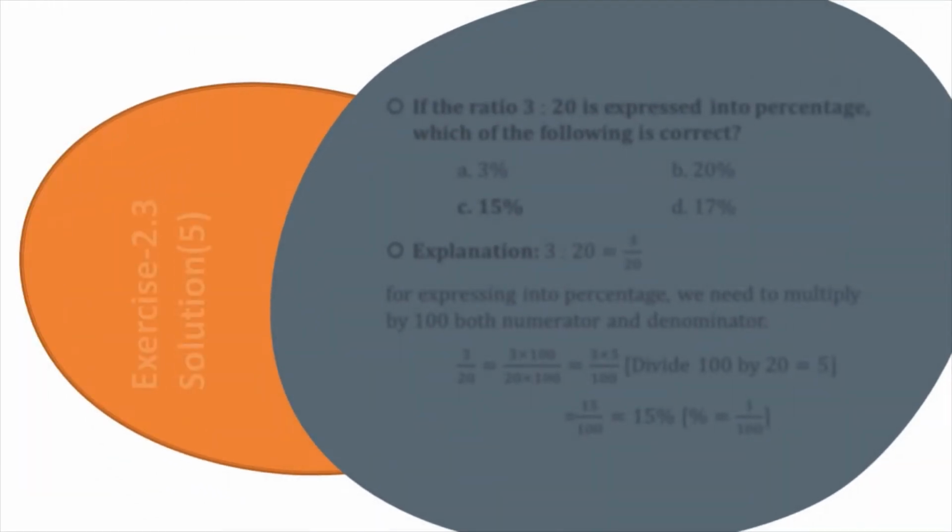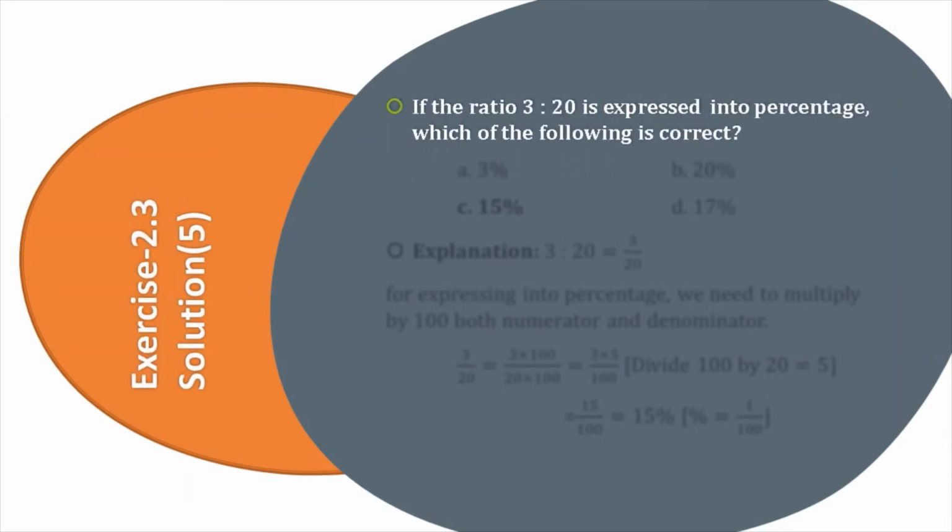Let us see solution number 5. If the ratio 3:20 is expressed as a percentage, which of the following is correct? That is our question. Let us see the options. 3%, 20%, 15%, 17%. The answer will be the marked part, 15%. Let us see the explanation of how we get this answer.